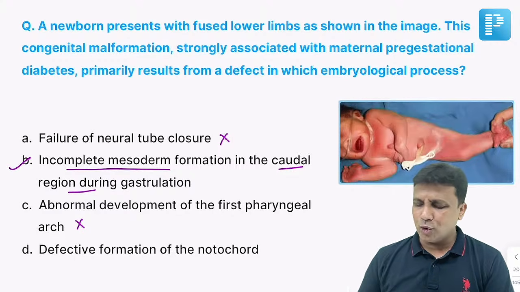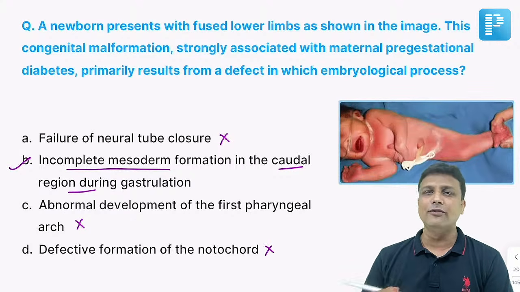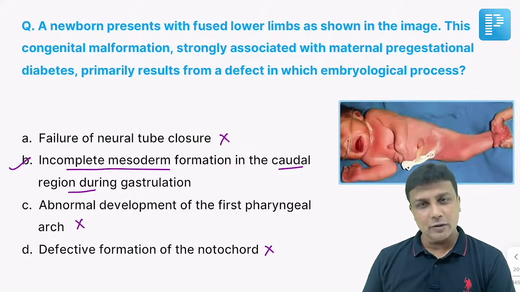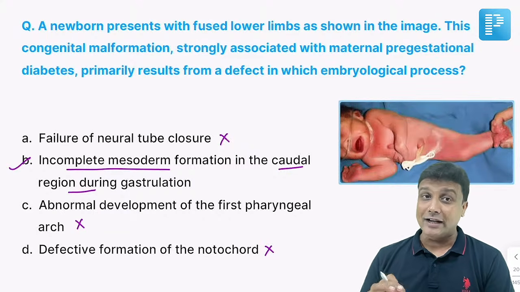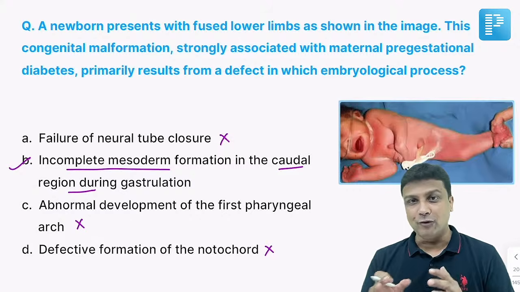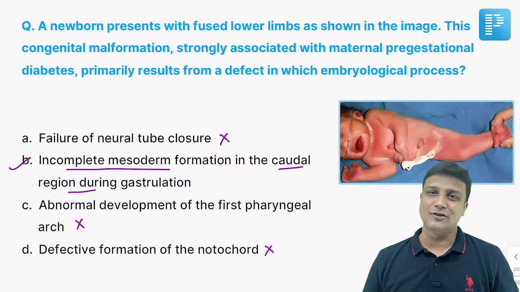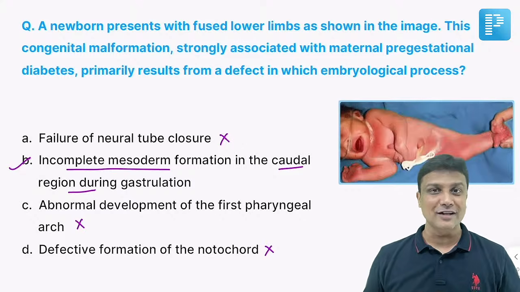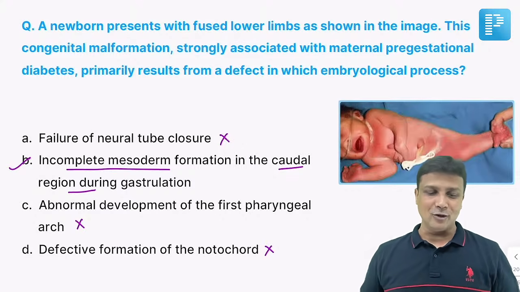Defective formation of the notochord. Notochord is actually concerned with inducing the formation of the neural tube and all those things. Okay, so that cannot be the answer. So the correct answer here is incomplete mesoderm formation in the caudal region of the gastrulation. Why? Because mesoderm is the one which is going to form all the structures like bones, ligaments, tendons, and all those will be formed here, sir.